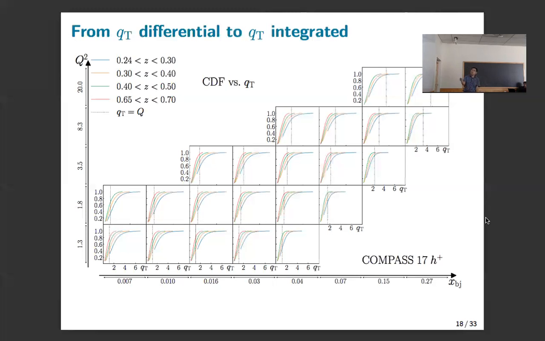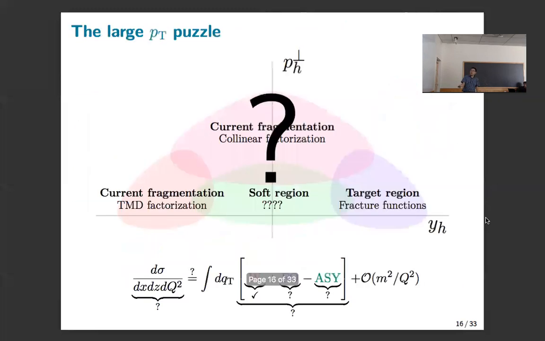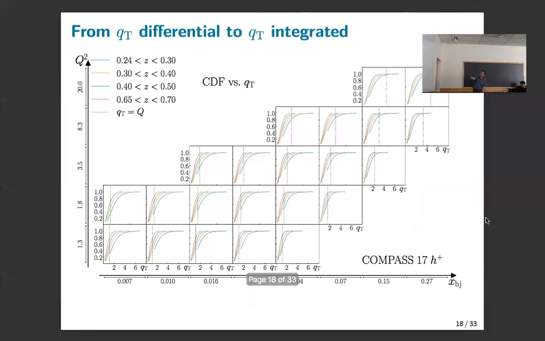So you can see from here that if we understand this, we necessarily need to understand this, otherwise it's inconsistent with perturbative QCD. That's the point of this plot here.